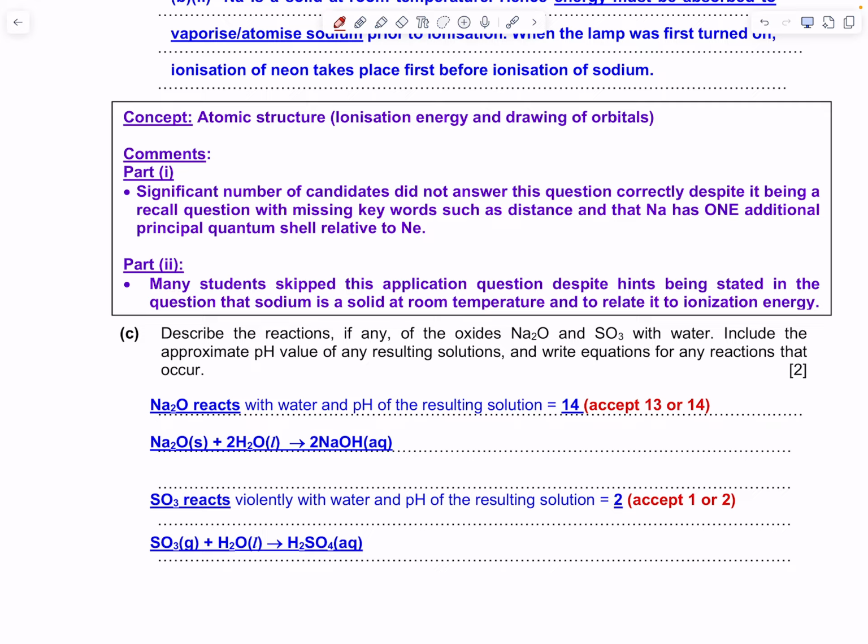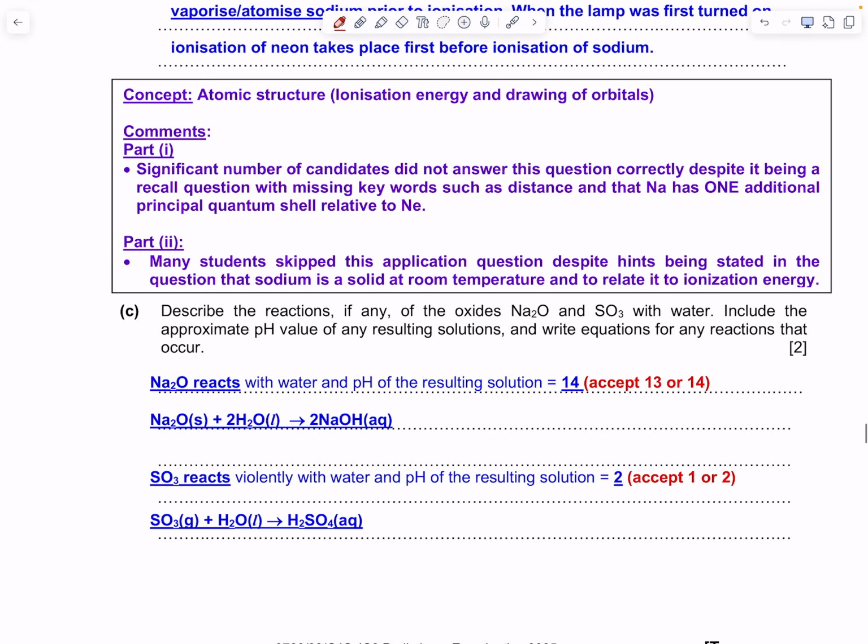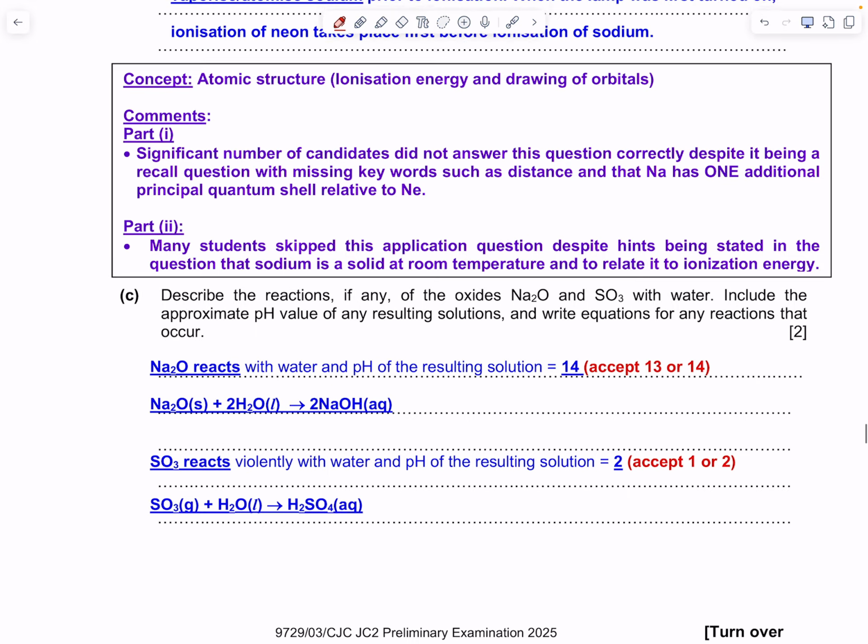Now this one actually, if you studied Sec 3 chemistry, you would realize that the pH of the resultant solution, or this is a basic oxide. Basic oxides are metallic oxides that dissolve in water to produce sodium hydroxide. Sulfur trioxide is a non-metallic oxide, and non-metallic oxides dissolve in water to produce sulfuric acid, which is pH 1 or 2. Okay?